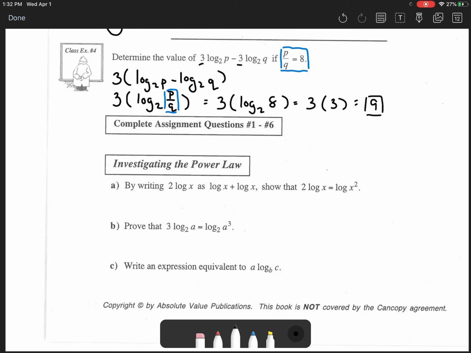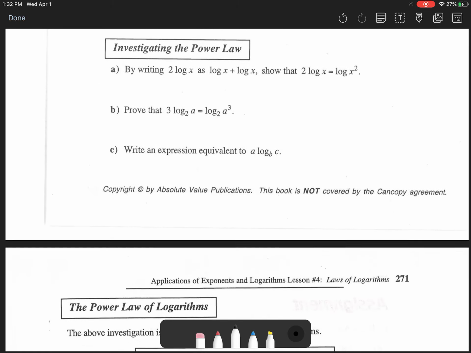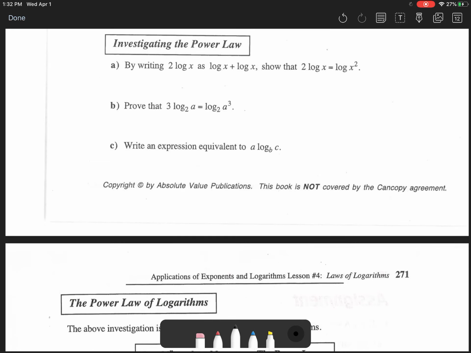So that was working with the product and quotient law, and seeing how they come together. If you want to take a break and work on questions 1 to 6, that might be a good idea, and then come back and you can hear what I have to say about the power law. I'm just going to keep teaching, so if you understood that perfectly and you want to keep moving on with me, that's also fine.